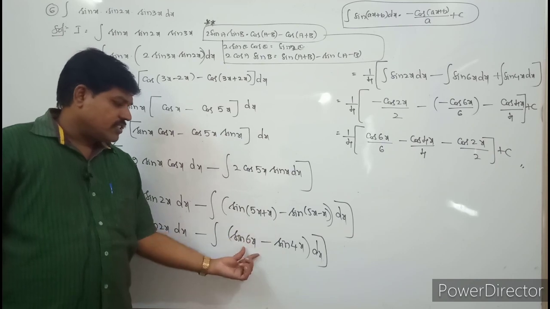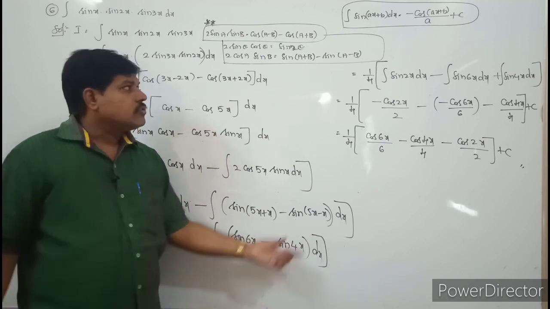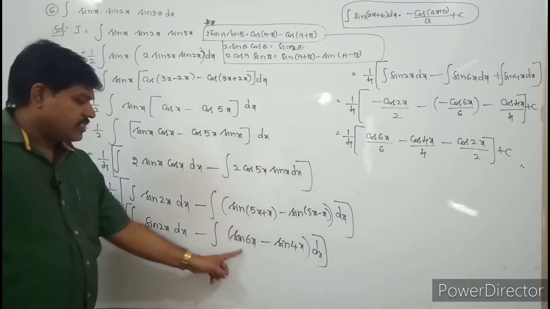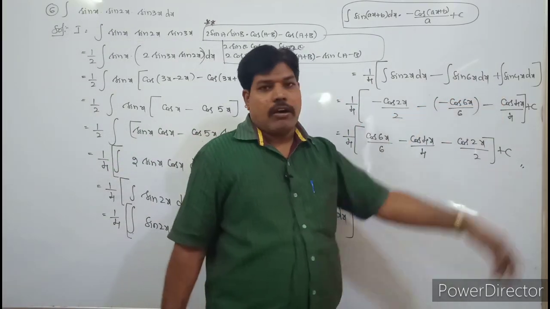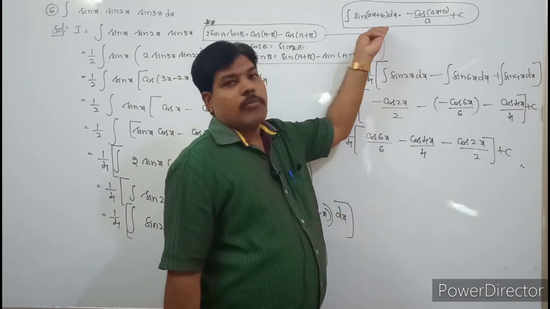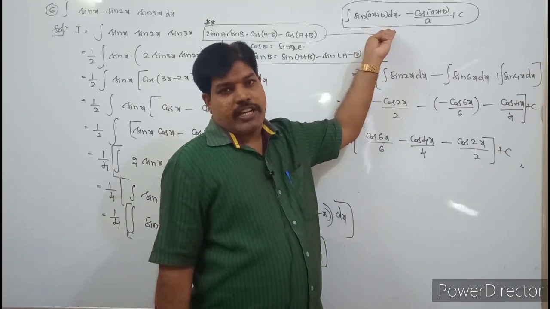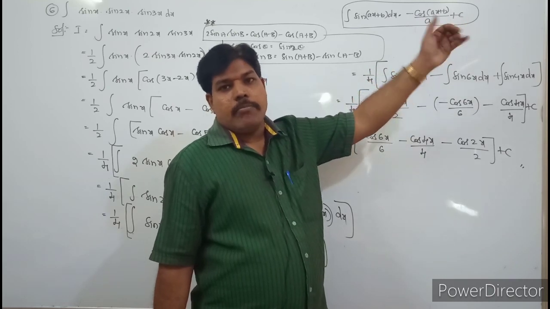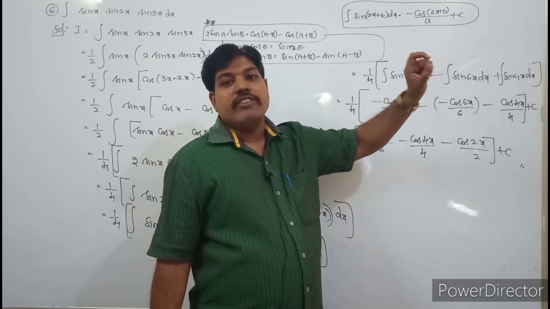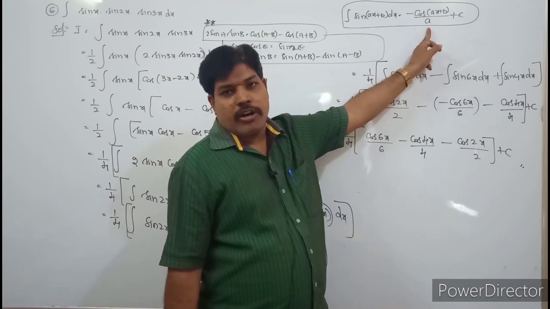So 5x plus x is 6x, and this is 4x. So just apply the minus. What happens? Minus 6x, minus of minus plus sin 4x, and apply the integration for all the terms. So what is the formula? Integral of sin of ax plus b dx is minus cos of ax plus b by ax plus b derivative, which is a. So that is what you will get in the denominator, plus c.